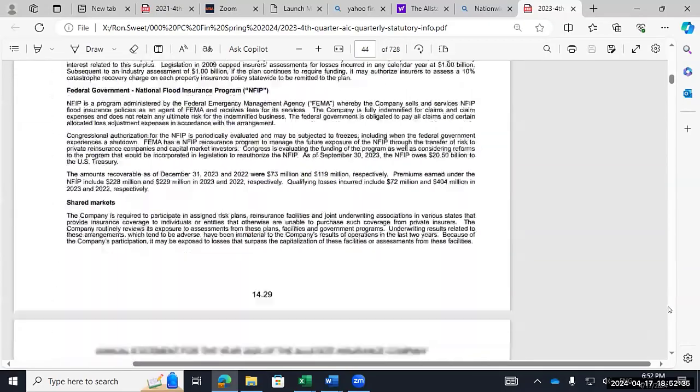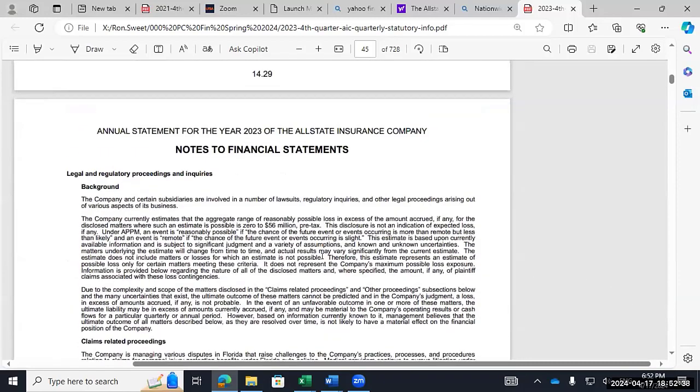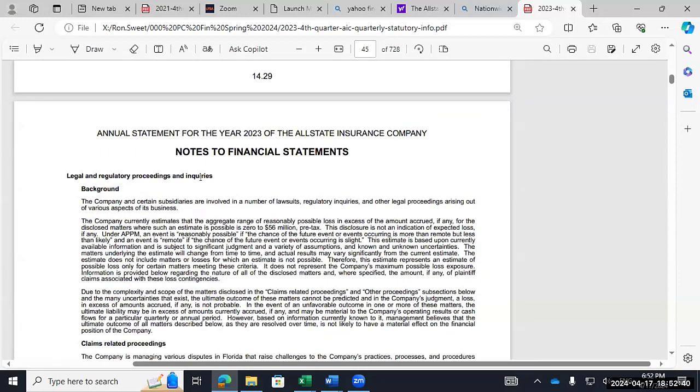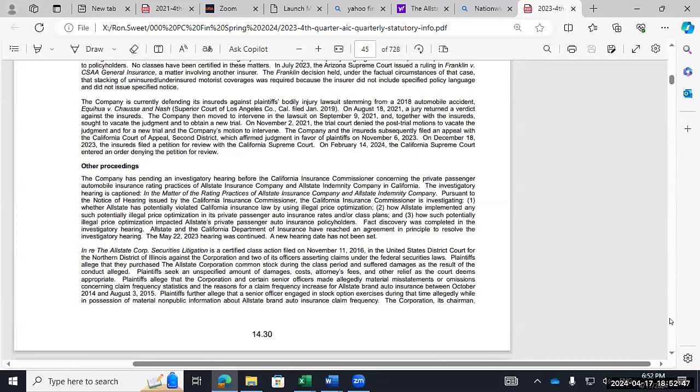I'm tempted sometimes just to stop and see what they're saying. Here it said legal and regulatory proceedings and inquiries. That sounds interesting, doesn't it? Who's suing them? What's going on? That seems like it'd be interesting. And look at all the detail.